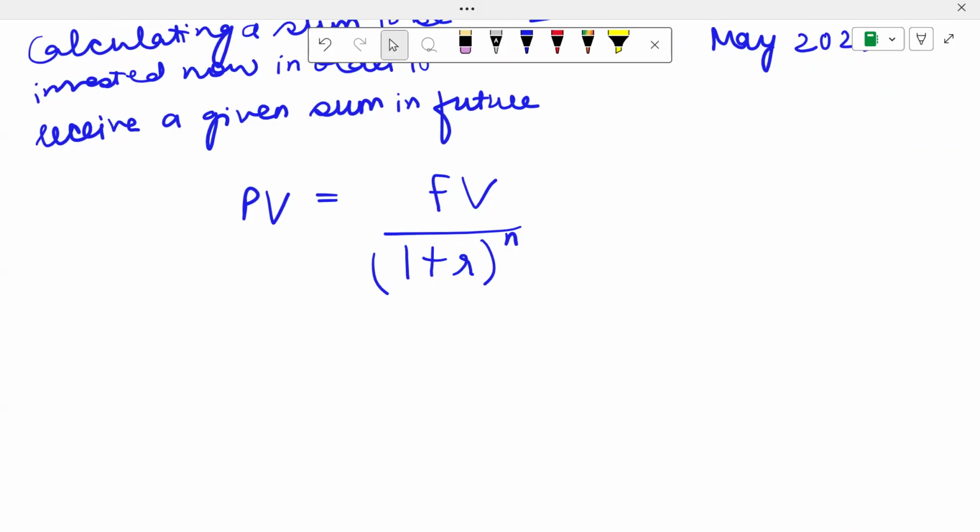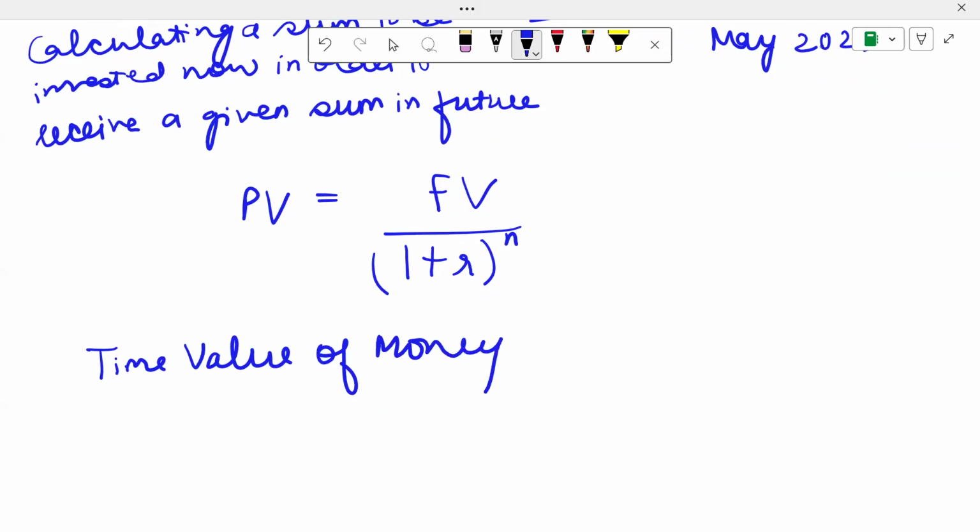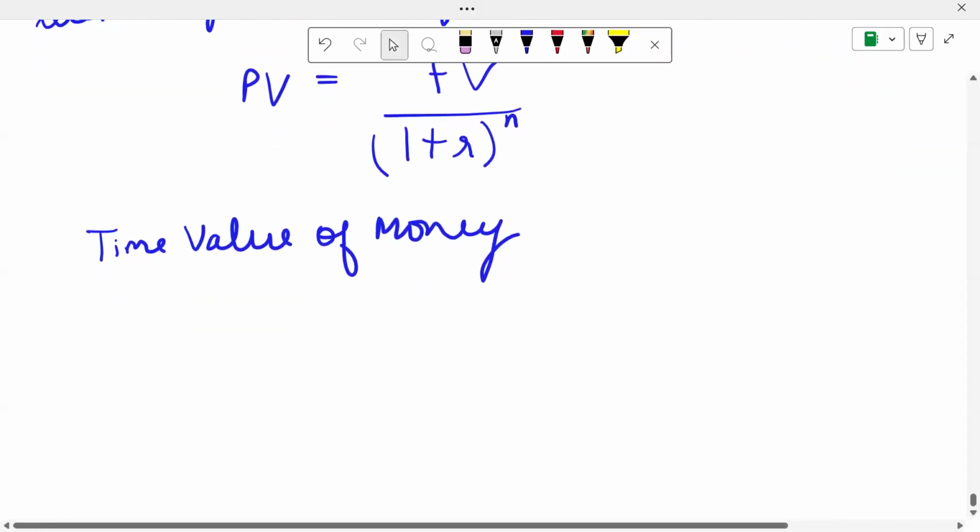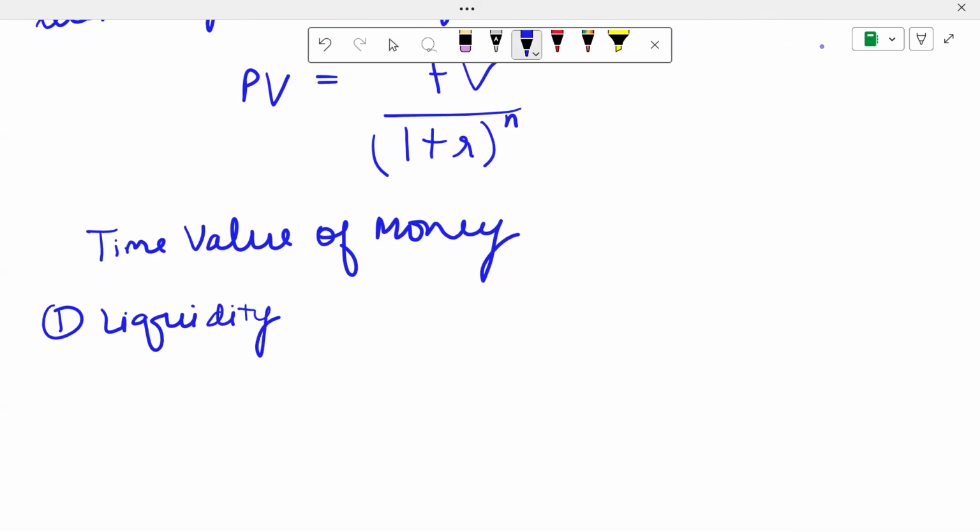Then let's understand the reasons why money has a time value. There are primarily three reasons why there's a time value attached to money. Number one is the liquidity preference. Basically, this means that people prefer to have cash in their hands at the moment.